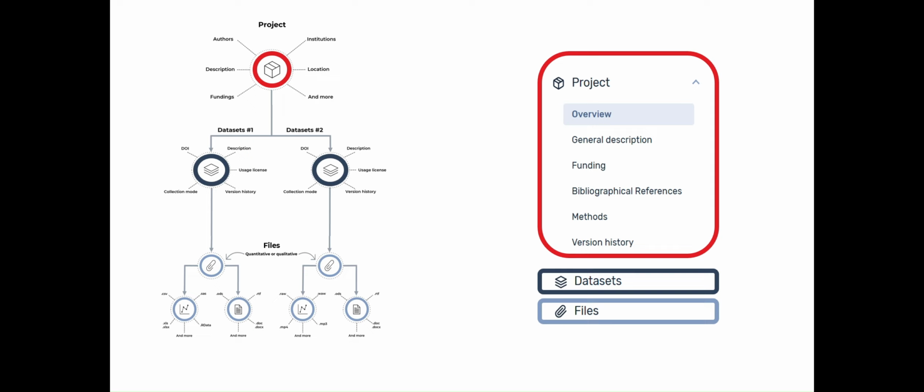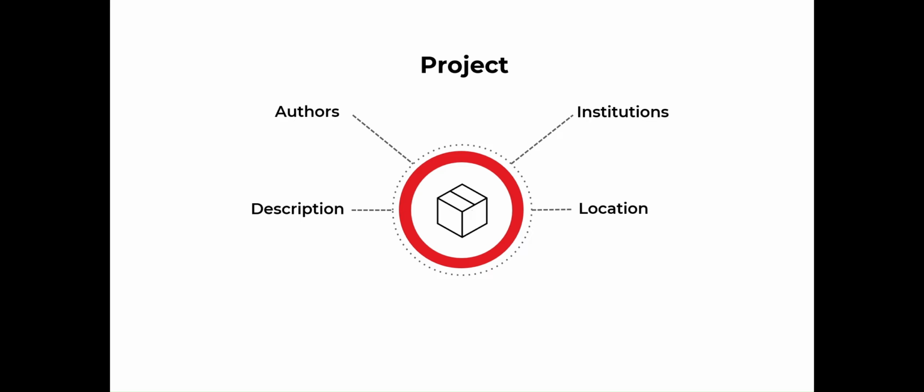Let's take a closer look at the first level, the project. The project is the top level in SWISSUbase. This is where all the project's information is centralized. You will find the authors, affiliated institutions, a description of the project's content, the research location, project funding details, the bibliography, the research methods, and more. Projects serve as the umbrella under which one or more datasets are grouped.